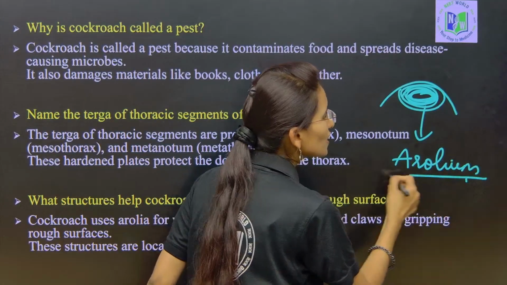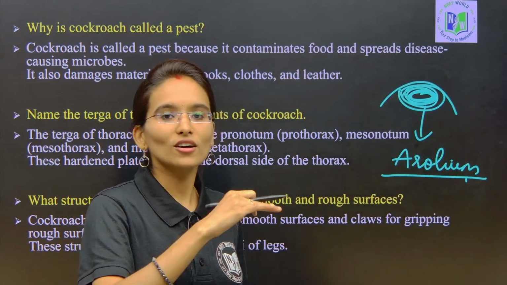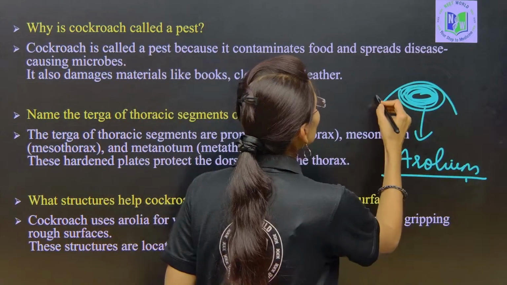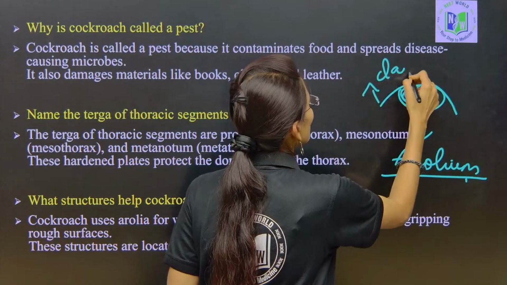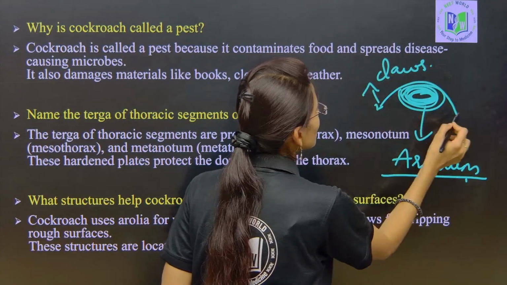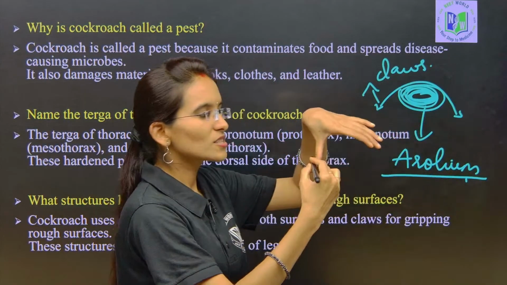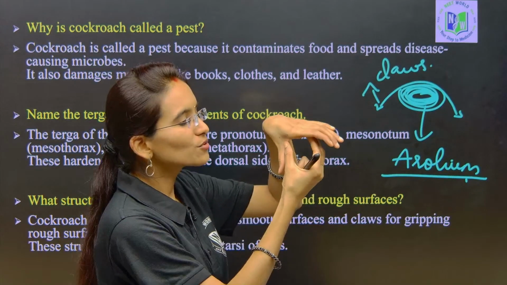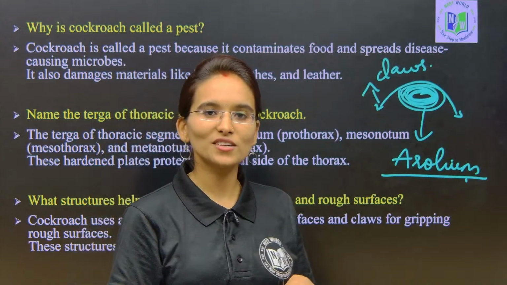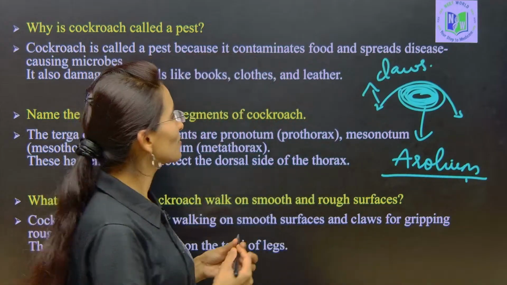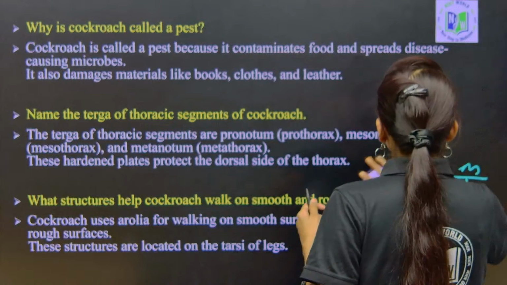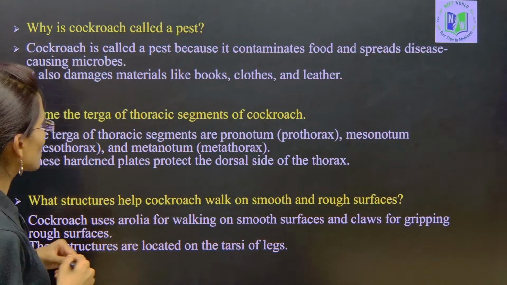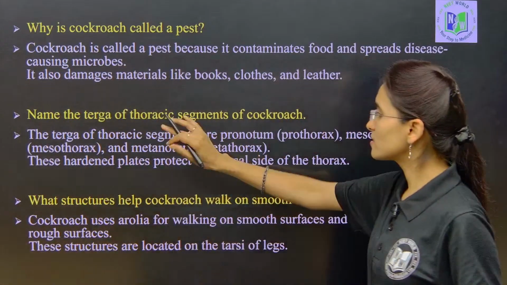It mainly gives the cockroach balance to walk on smooth surfaces, but when it comes to rough surfaces, it uses the claws. Can you see? These are the claws. The C-shaped or U-shaped structure is called the claws, and to this the arolium is attached, which helps in walking on smooth surfaces. From the IPE point of view, we can generally expect questions on this particular thing, my dear students.